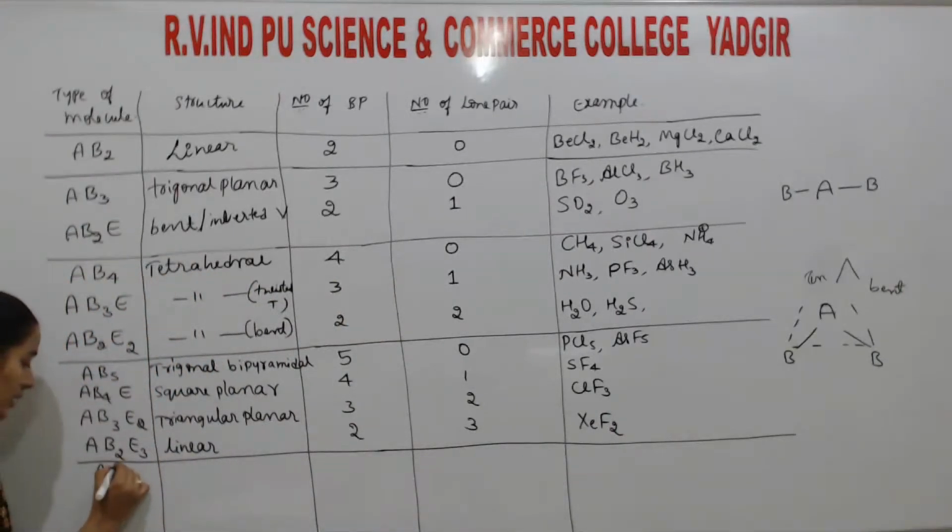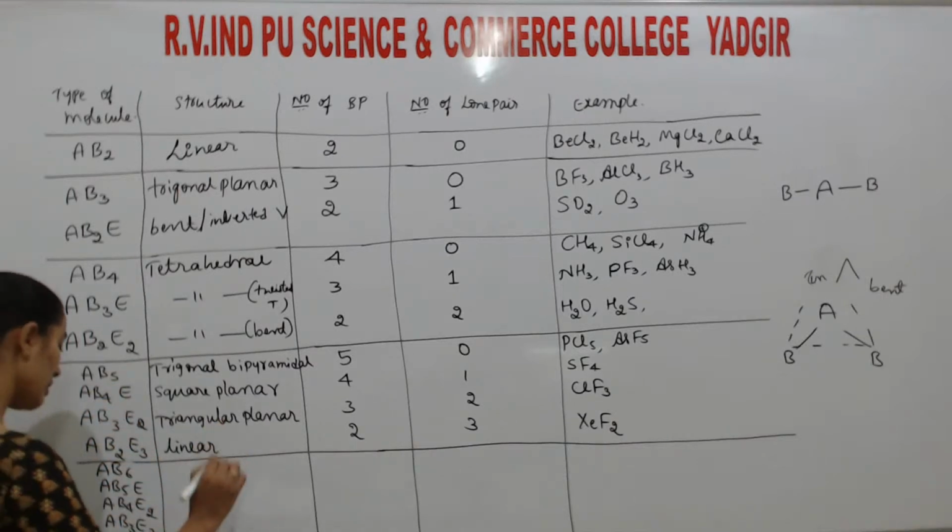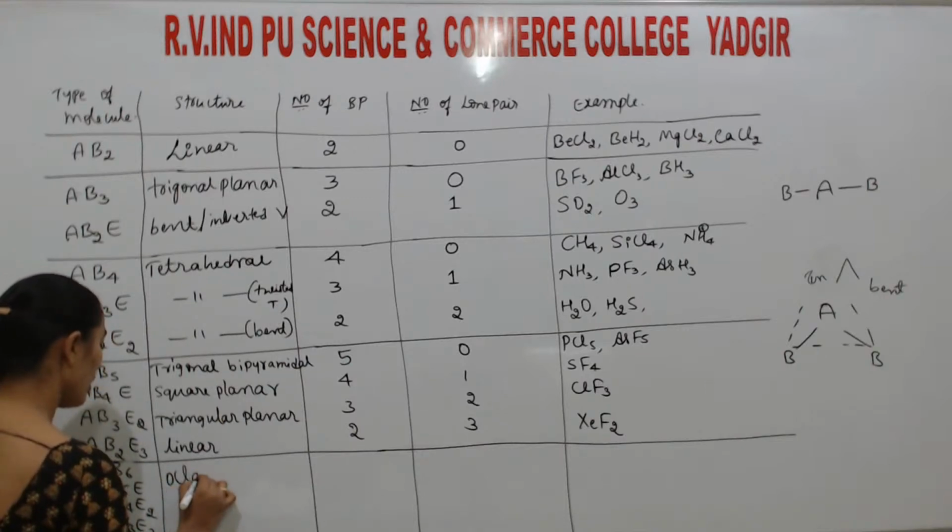Next one is AB6. This is also taken as AB5E. Okay, listen. AB6, AB5E, AB4E2, AB3E3 and AB2E4. Students, all these structures completely follow octahedral.